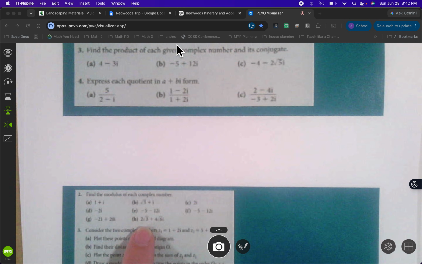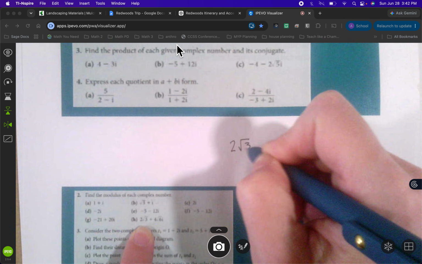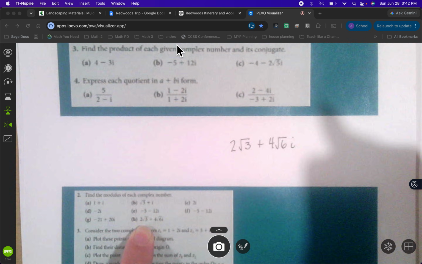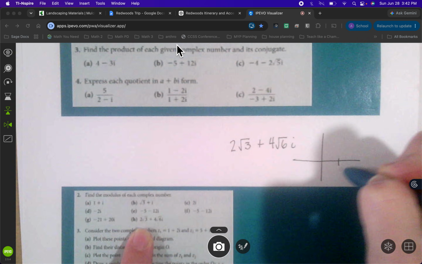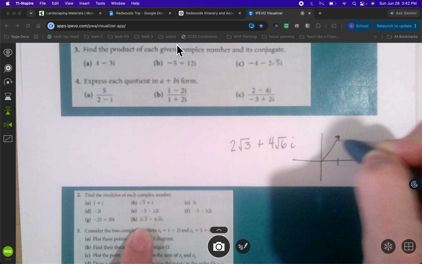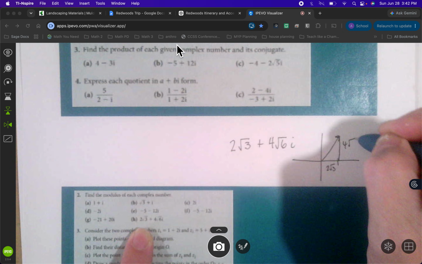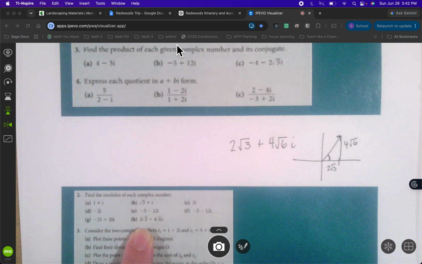Let's maybe pull like a yucky looking one. Here's one from the homework. It says 2 root 3 plus 4 root 6i. Well, that's super gross. So we're going to do that one really quick. Let's say this one's here and then this one's like up here. And so our complex number is there. So 2 root 3 is this one. 4 root 6 is this one. You're looking at that angle right there.